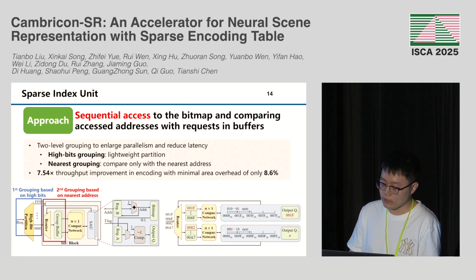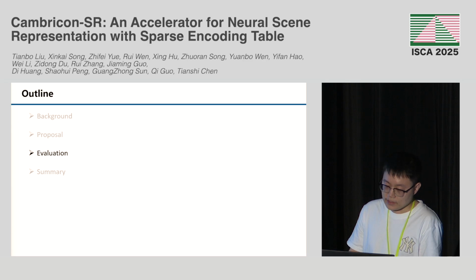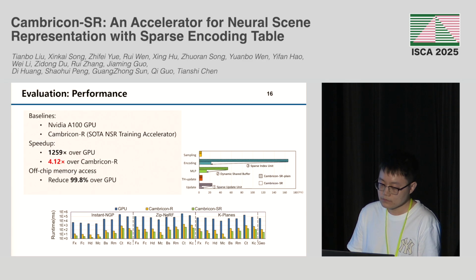Finally, according to our evaluation, by filtering out invalid memory accesses, the sparse index unit can achieve 7.54 times performance improvement in the encoding stage with only 8.6% additional area of the total chip. Next, I will introduce the evaluation result of our architecture.